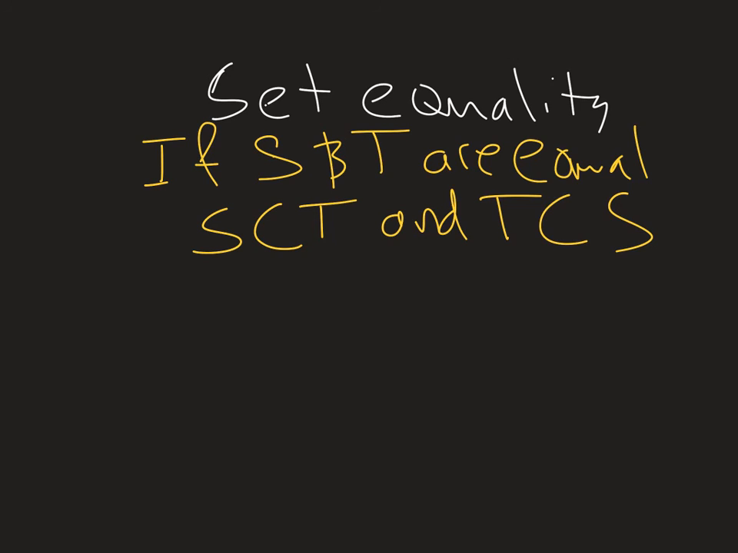So on a Venn diagram, what they would look like is, well, you'd have set S, and then you'd have T overlaid on it absolutely perfectly. They would be the same exact set. They have all the exact same members.